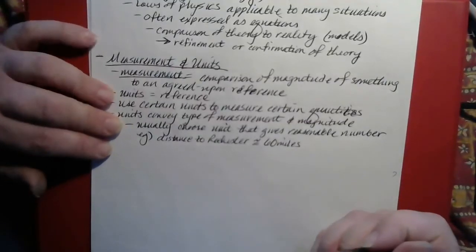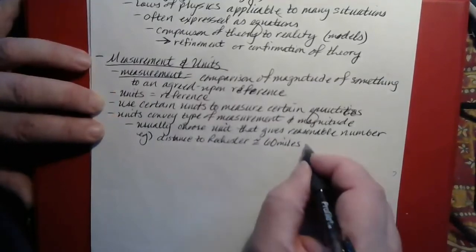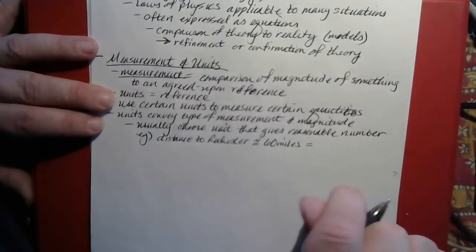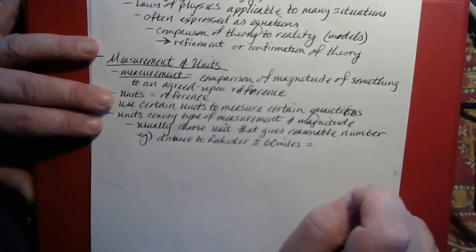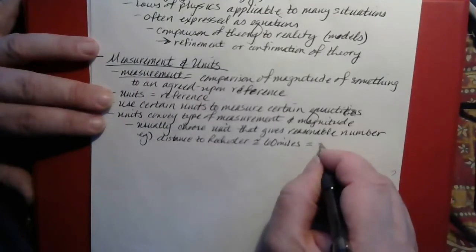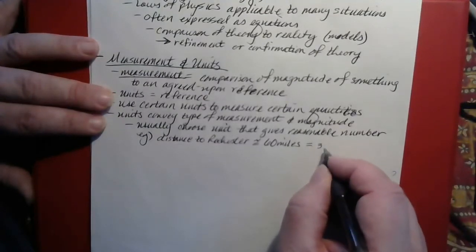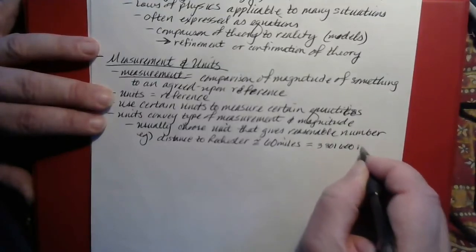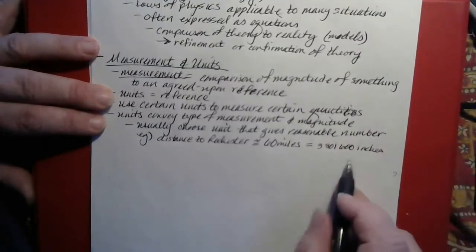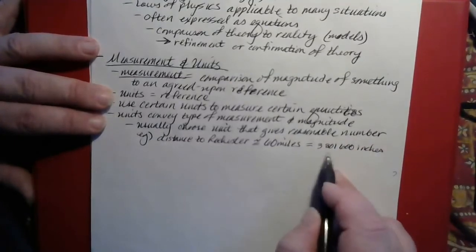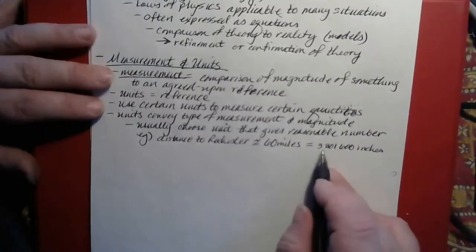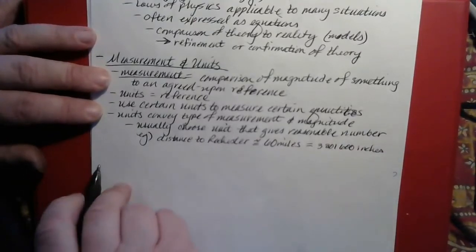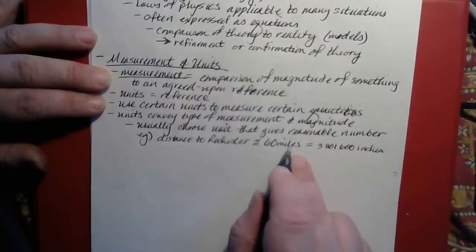the distance to Rochester is about 60 miles. Miles would be a measurement of distance, but inches are also a measurement of distance. You could measure that distance in inches if you really wanted to. It would be 3,801,600 inches. But you probably wouldn't do it that way, because 3,801,600 is really kind of a pain in the butt number to deal with, whereas 60 is nice and convenient. So you'd probably choose miles.